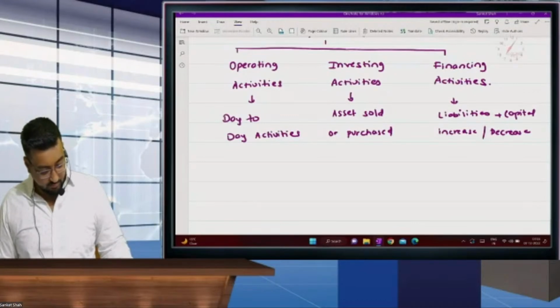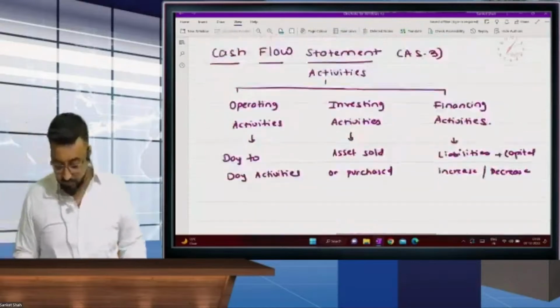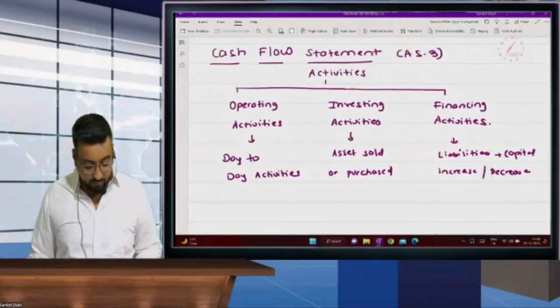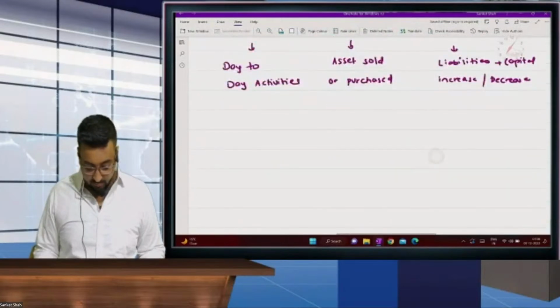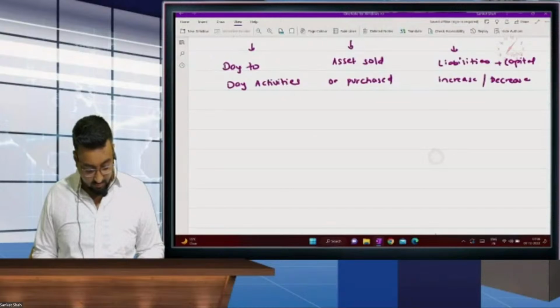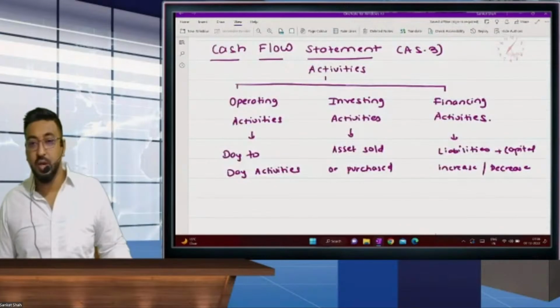Next, write down. So activities you understood better. Okay. Now next part. Activities we have divided.